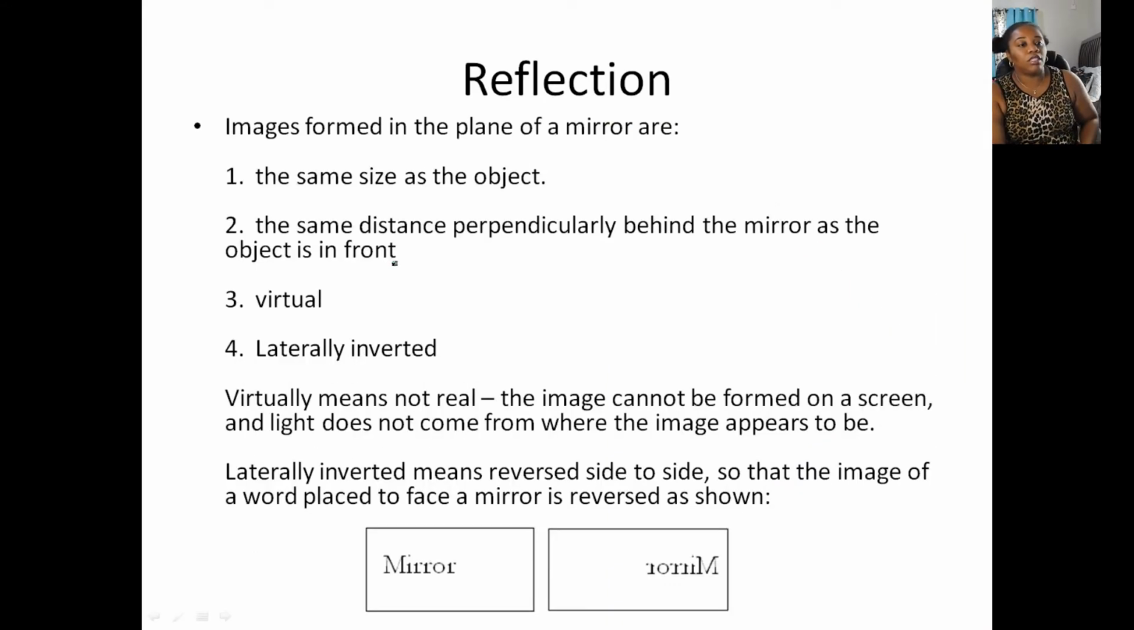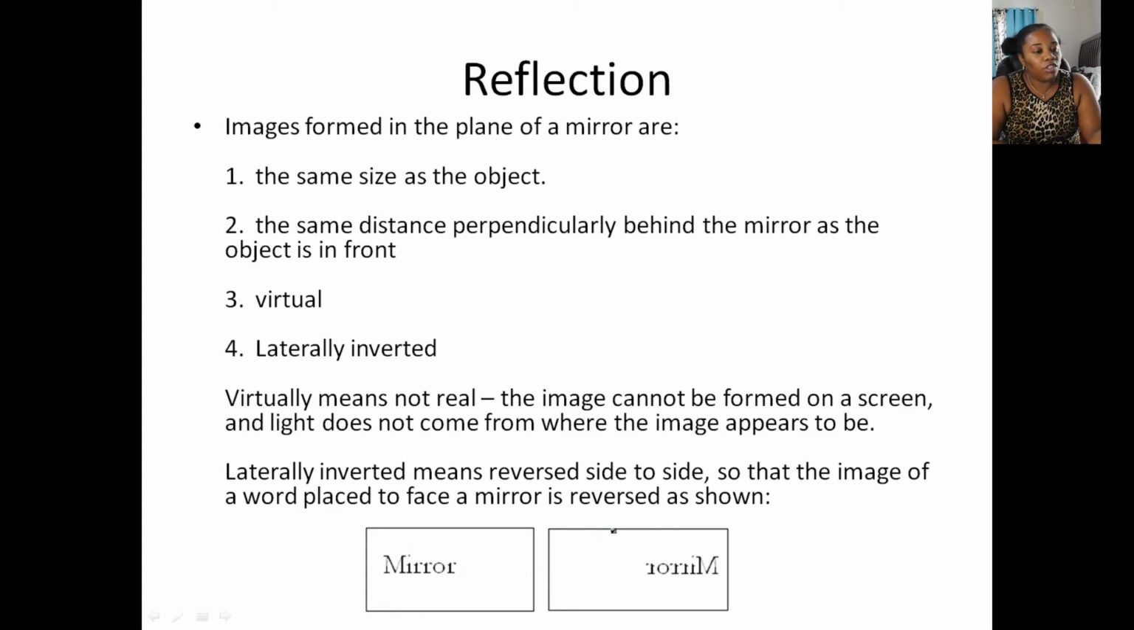Images formed in the plane of a mirror are: 1, the same size as the object; 2, the same distance perpendicularly behind the mirror as the object is in front. So if the object is 5 meters away from the mirror plane, then the image is 5 meters away from the mirror plane. It is virtual, meaning that it's not real, and it's laterally inverted, just like the picture you see below. You see the mirror, so it looks like it's backwards.